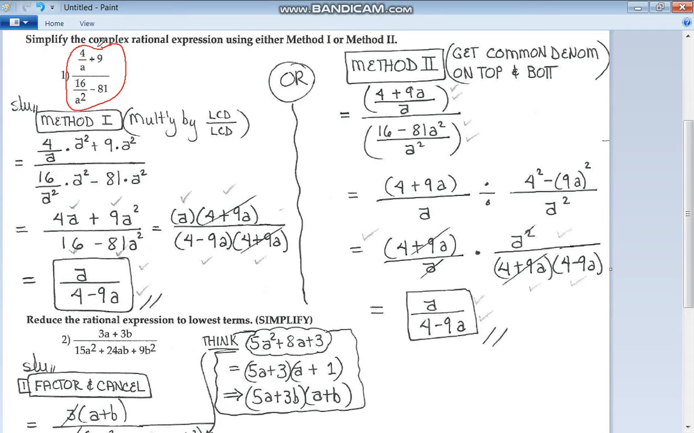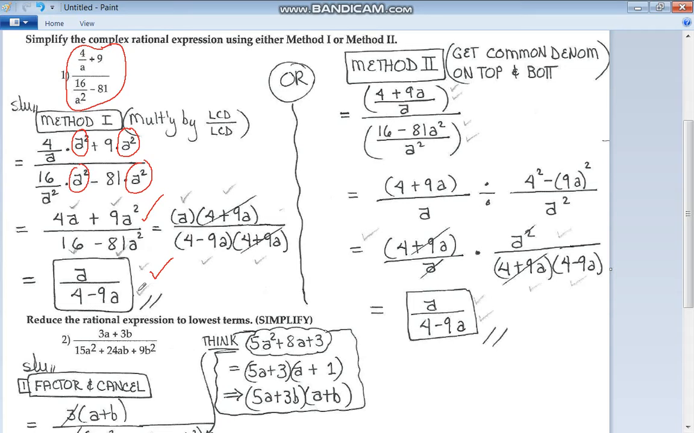It's complex because it has little fractions embedded in the big one, by multiplying the top and the bottom by the LCD of the baby fractions. And the LCD of the little fractions is a squared. So I multiply both terms on the top by a squared and both terms on the bottom by a squared. And when I simplify, no more little fractions. Now I factor and cancel for my final answer: a over parenthesis 5 minus 9a.